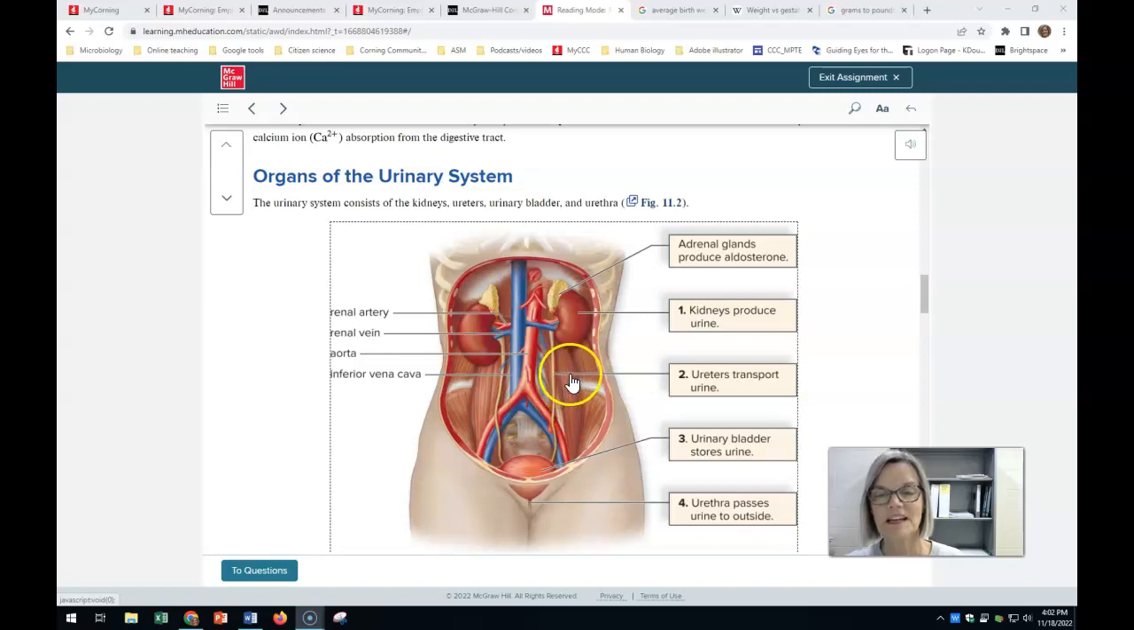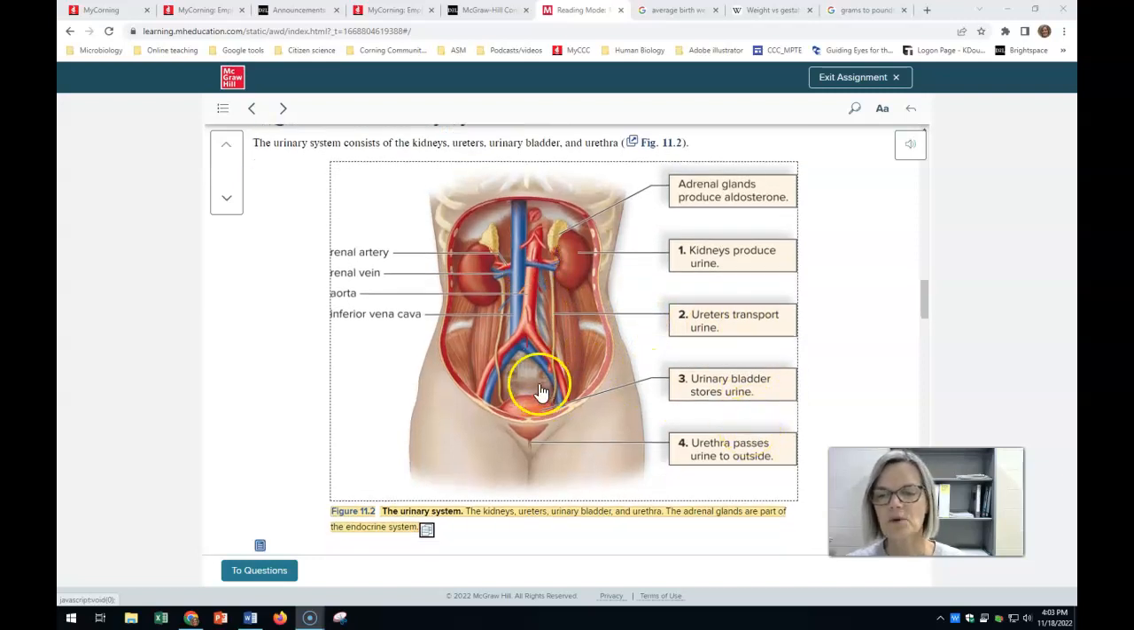You might hear about people getting kidney stones that can be really painful, and they can be in the kidney, but they can also be in the ureters. And the ureters have a really small diameter, 5 millimeters, less than a quarter of an inch. And so if you get a little kidney stone in there, it can be really quite painful.